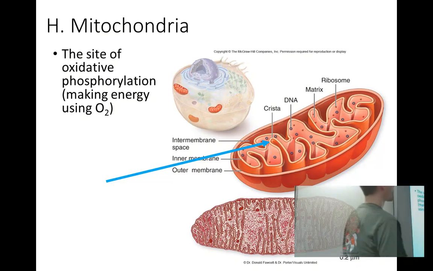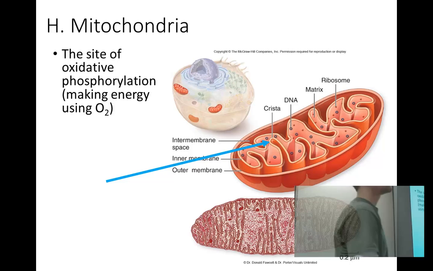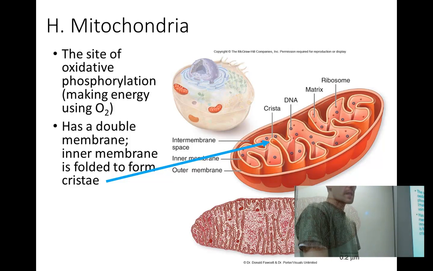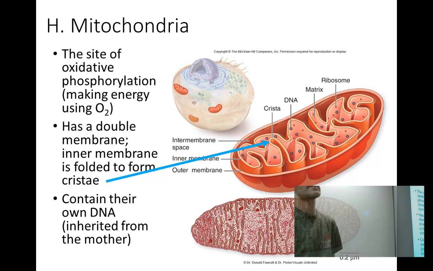Mitochondria, this is what I asked about earlier. We hadn't gone over it. This is the site of oxidative phosphorylation, or aerobic respiration, which is where we make energy, and it requires oxygen. The oxygen isn't the molecule that has the energy, but it is required to complete the process. It also has a double membrane. Its inner membrane is folded into finger-like projections called cristae, or one would be a crista. They have their own DNA, which in mammals is inherited from your mother. So all of your mitochondrial DNA is a clone of your mother's DNA. You don't get any of it from your father.